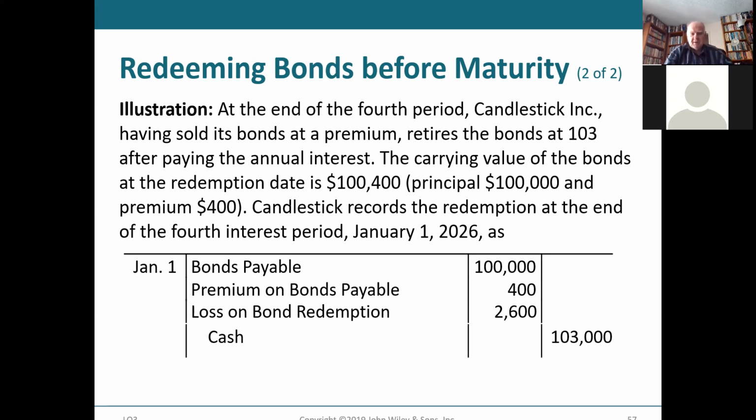So here's what happened. You debit bonds payable for the 100,000, you credit cash for 103. The $400 on the premium is what we have amortized for the first 4 years, and any difference becomes a loss on a bond redemption. You can have a gain or a loss on a bond redemption depending on how much you're buying the bond back for.